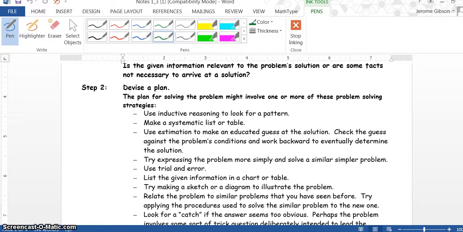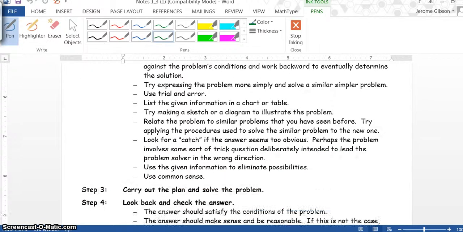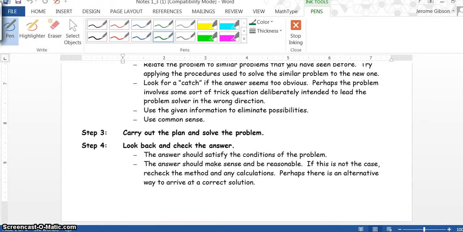Use trial and error. List the given information in a chart or table. Try making a sketch or a diagram to illustrate the problem. Relate the problem to similar problems that you have seen before. Try applying the procedures used to solve the similar problem to the new one. Look for a catch if the answer seems too obvious. Perhaps the problem involves some sort of trick question deliberately intended to lead the problem solver in the wrong direction. Use the given information to eliminate possibilities. Use common sense. Step 3, carry out the plan and solve the problem.